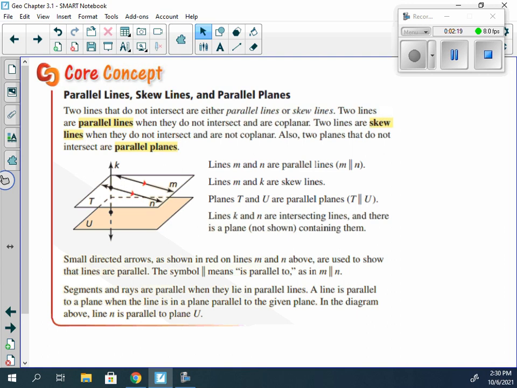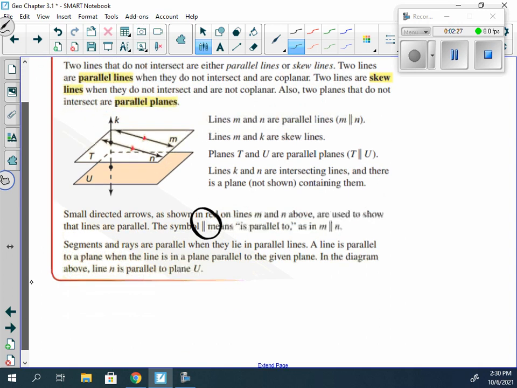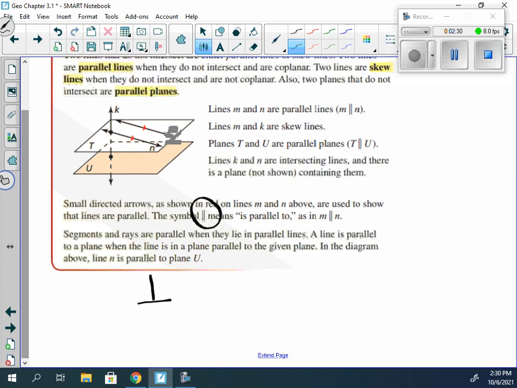Now we do have our parallel sign symbol. Did we learn that in algebra? Mm-hmm. And perpendicular is our upside down T.